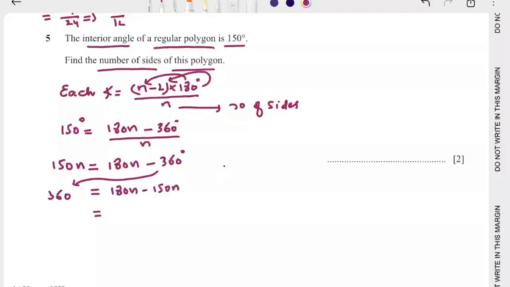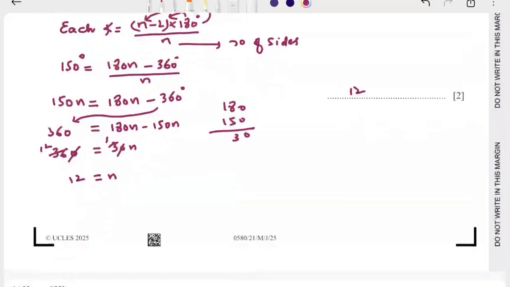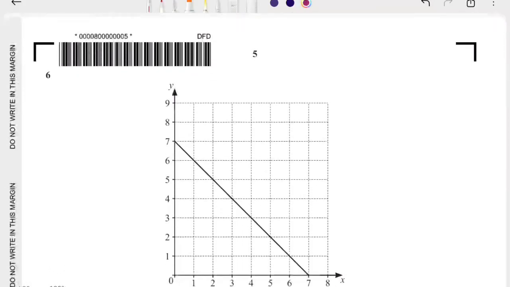So 180 minus 150 would be equal to 30. 30n is equal to 360. 0 will cut by 0. 3 times 1, 3 times 12. So the value of n would be 12. Next question.